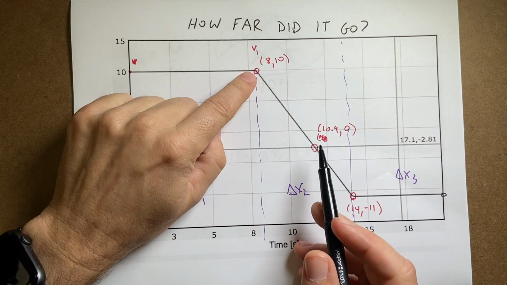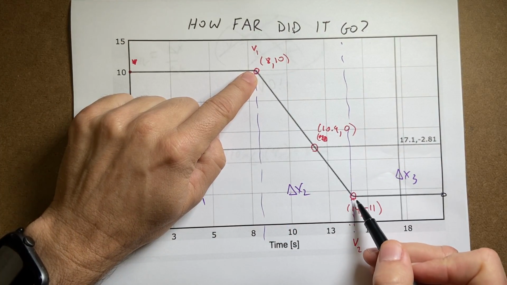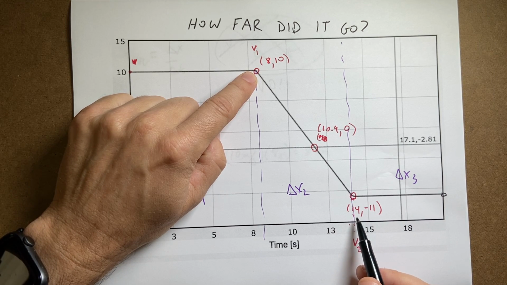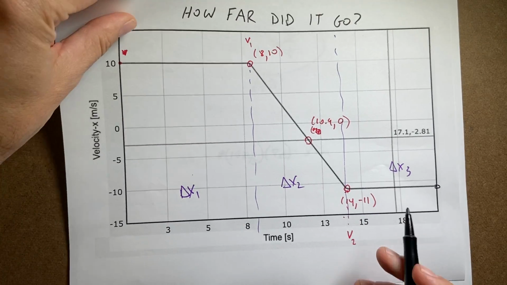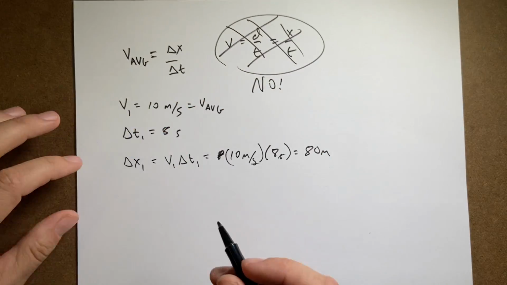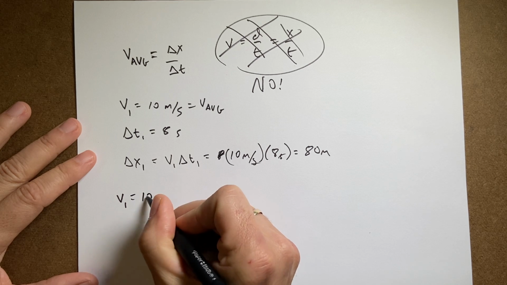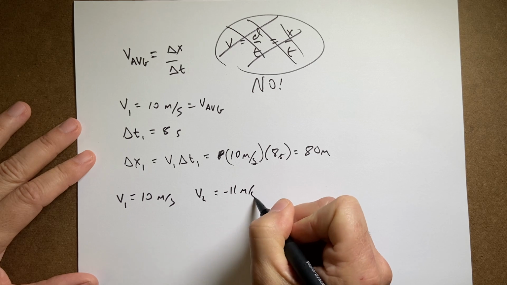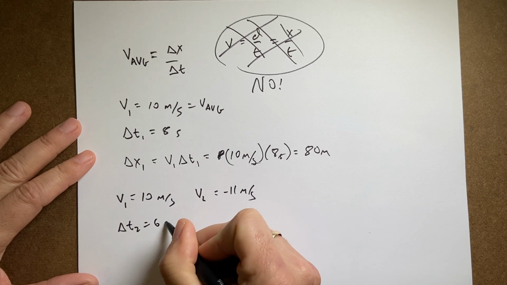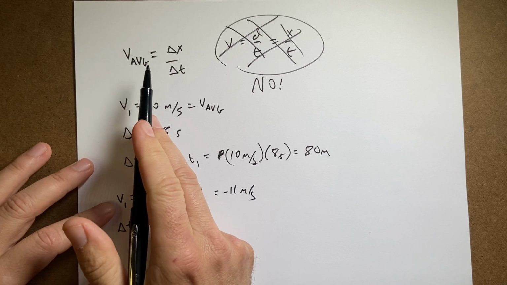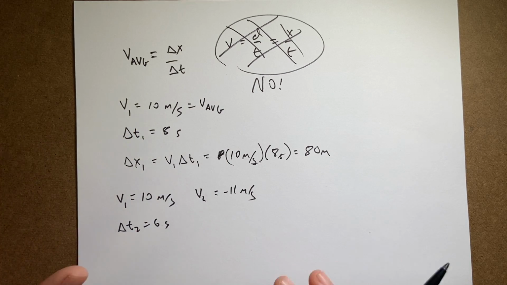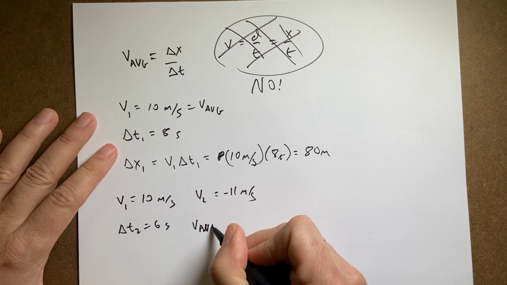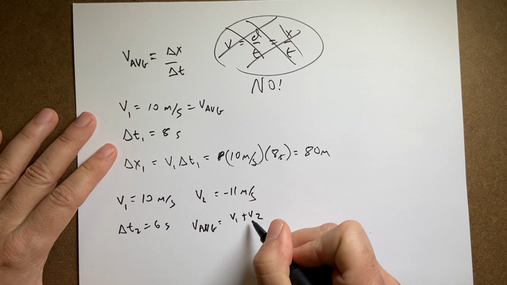What about delta x2? Here it starts at 10 meters per second and ends up at a negative 11 meters per second, and the change in time is 6 seconds. Okay, so let's just write that down again. Start from the same principle. So v1 is 10. v2 is negative 11. Delta t2 is 6 seconds. So in this case, I can use the exact same expression. You could say, well, what's the acceleration? And we'll talk about that in a second. But if I use v average, it doesn't matter. I can say v average is v1 plus v2 over 2.